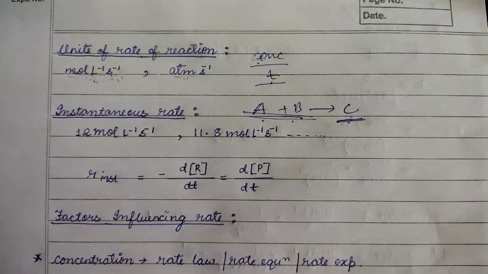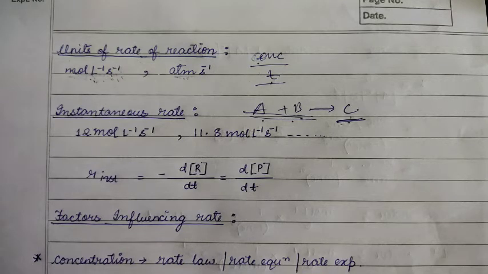So now you know that at different time intervals the rate of a reaction also changes. And why does it change? Because the concentration of the reactants does not remain the same, it always decreases. Is it clear? So now how to calculate the rate of a reaction?